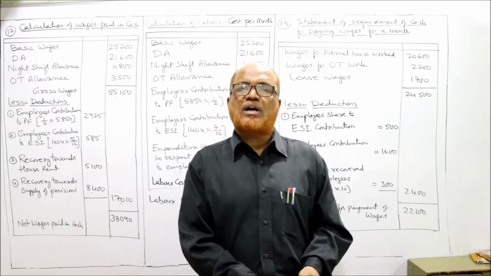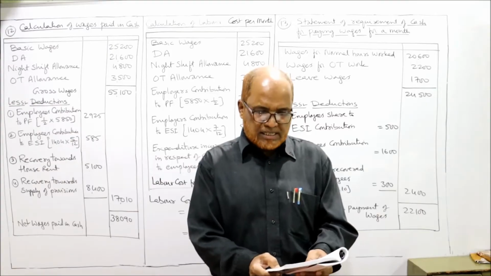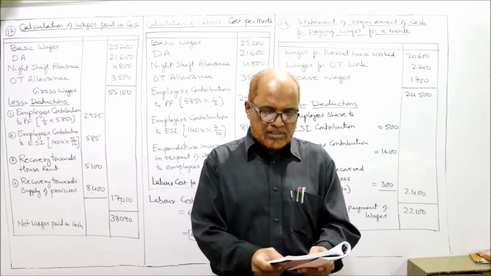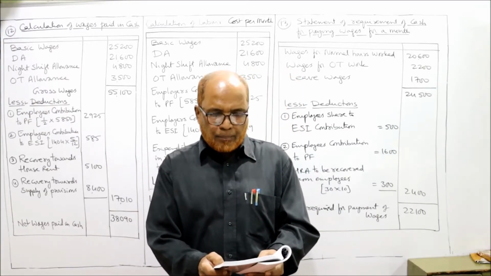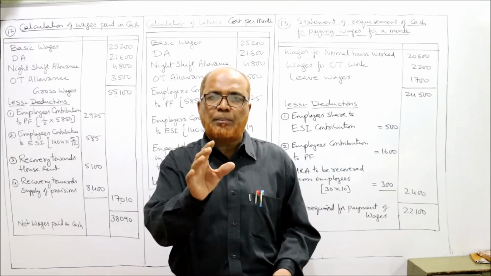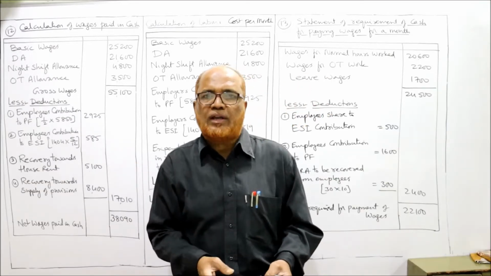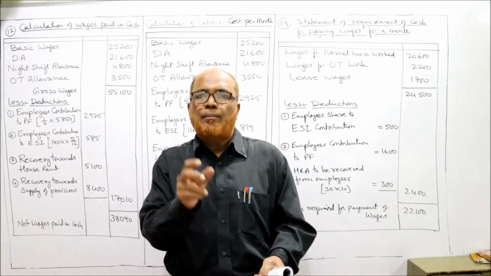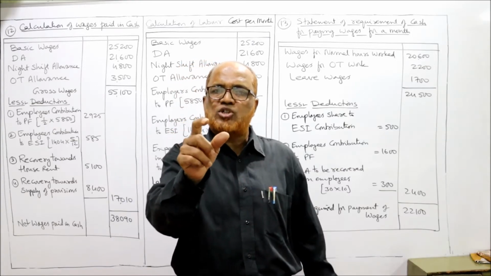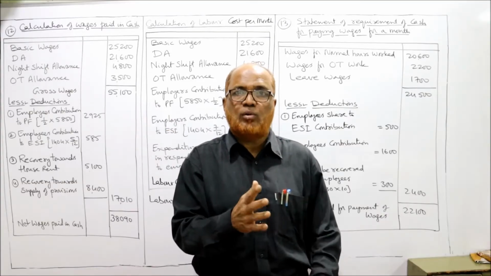Basic wages 25,200, basic wages paid to workers. Then DA 21,600, night shift allowance 4,800, overtime (OT) allowance 3,500, PF deposited for the period 5,850. Provident fund deposited for the period means 6 months. The employer has deposited 5,850 with the PF authority. But this 5,850 belongs to both: some share belongs to the employer's contribution and some share to the employee's contribution. That we have to remember.